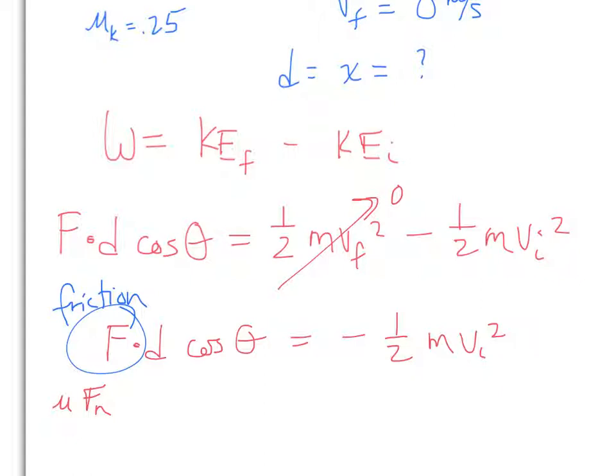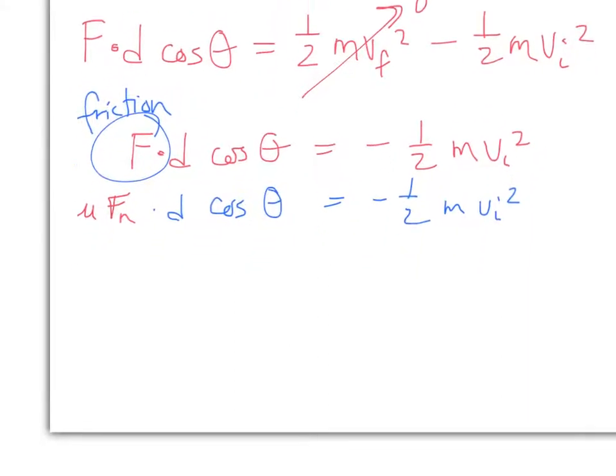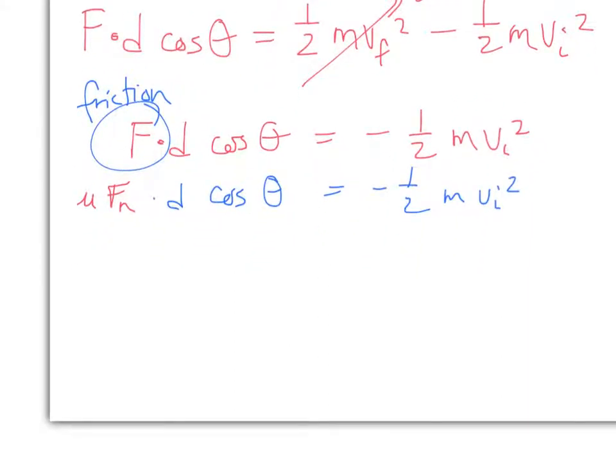I'm running, and I'm excited, and I gotta move. I got a lot of kinetic energy. And then I come to a stop eventually, I've got no kinetic energy. Where did the kinetic energy go? It went to friction. It can't just disappear. So I've got that times d times cosine theta equals negative 1/2 m Vi squared. Stop, guys, listen. We're almost there. Focus a little more. Last problem.